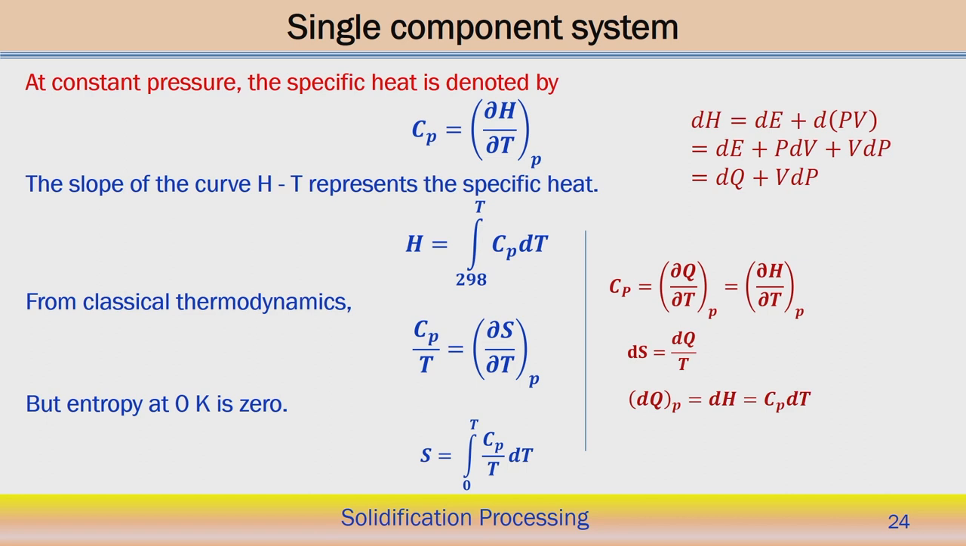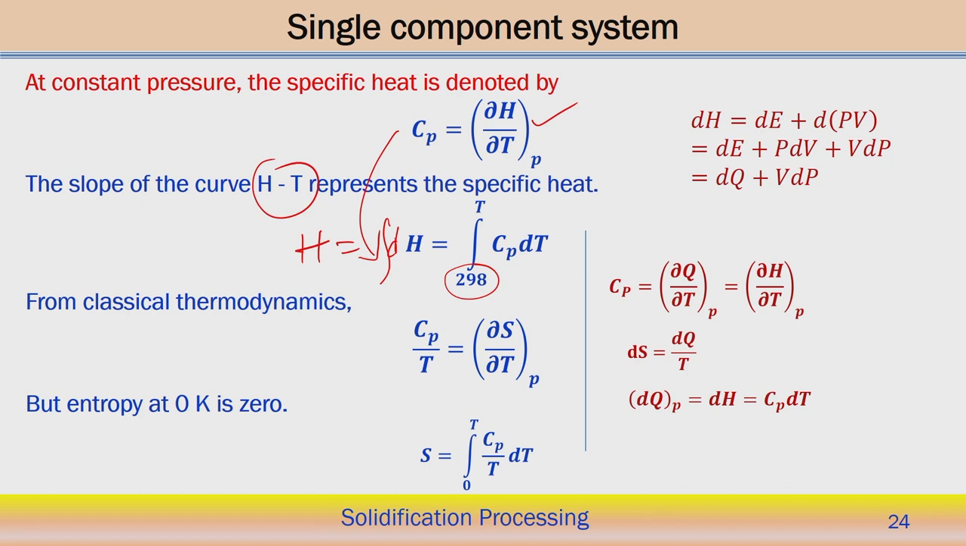So first, at constant pressure, the specific heat expression is Cp equal to del H by del T at constant pressure. The slope of the curve of enthalpy H versus temperature represents the specific heat Cp. Therefore dH is Cp into dT, so H is the integration of Cp dT from the reference temperature, which we are assuming here as 298 Kelvin, to a particular temperature T. This indicates the calculation of the enthalpy. Simply by performing the integration we can perform the enthalpy calculation.